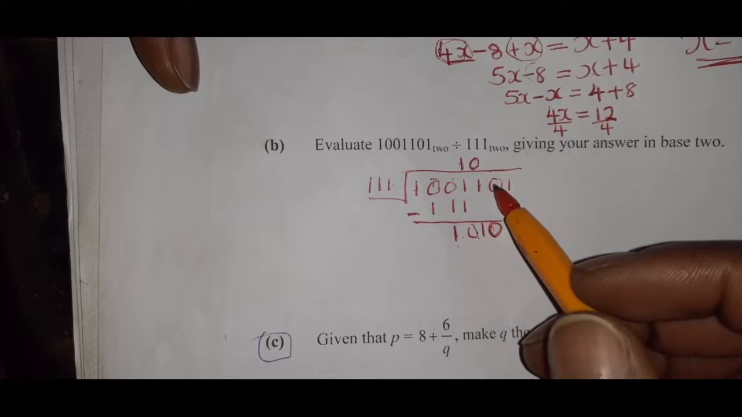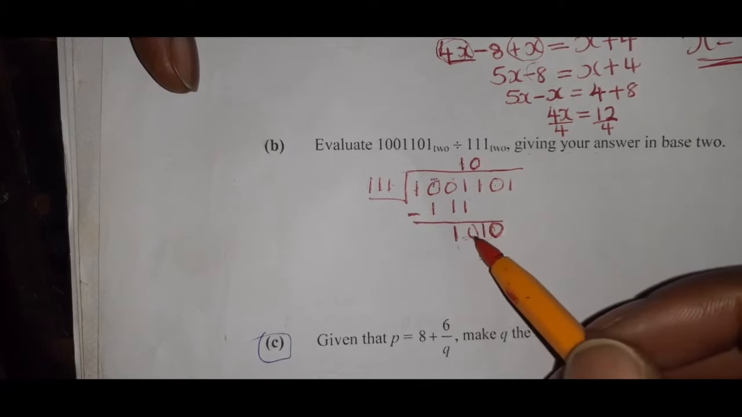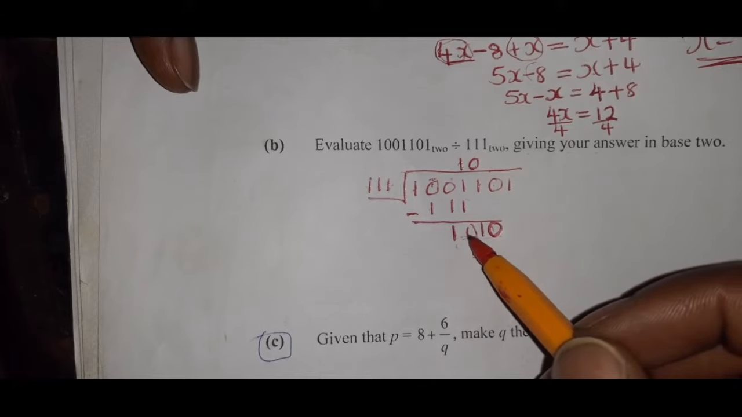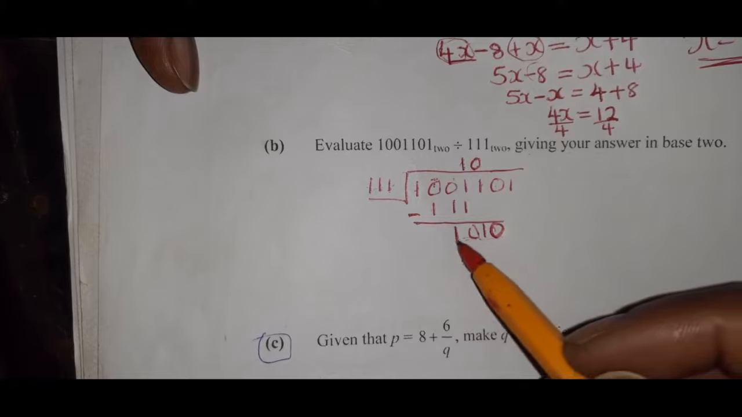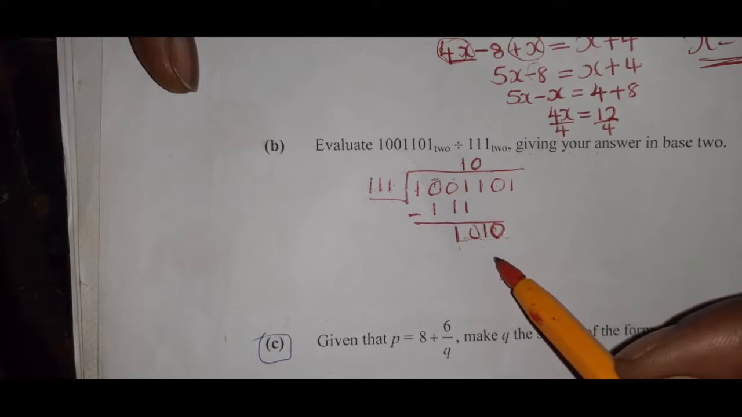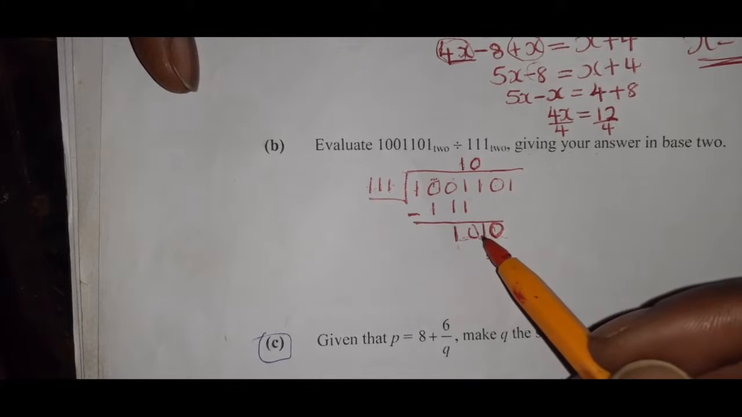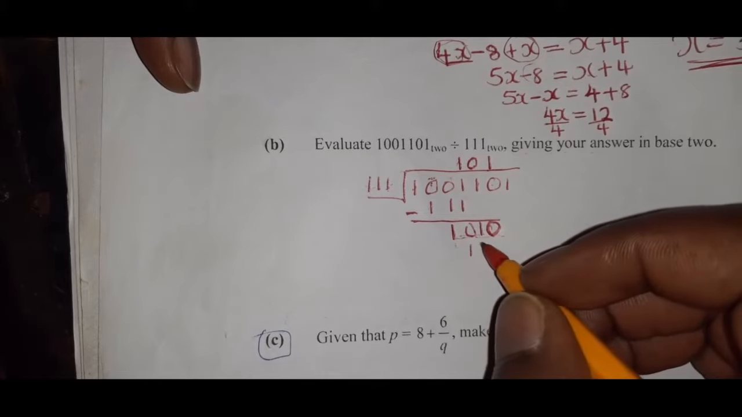Into this number, it can go, because it was 0 here, 1, then here we have 0, and then the second one here is 1. So it means this is greater than the first 3 here, so these have to be 4. Can this go into this? Yes. How many times? It's once. Multiply, we have 1, 1, 1.